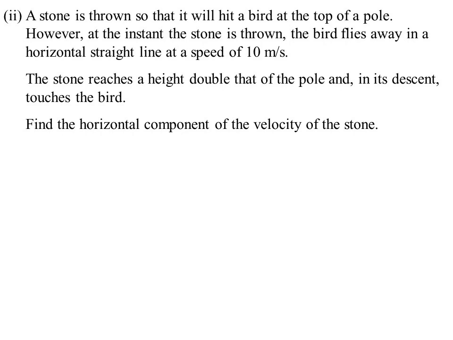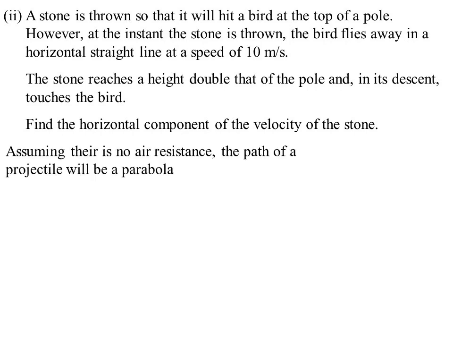However, as soon as I throw, the bird goes, "Not going to get me," and flies away in a horizontal straight line at a speed of 10 metres per second. But as I say, it's a dumb bird. The stone reaches a height of double that of the pole, and then as the stone comes down, it hits the bird anyway. You see, if the bird was smart, it would have flown towards me, not away from me. Okay. Find the horizontal component of the velocity of the stone.